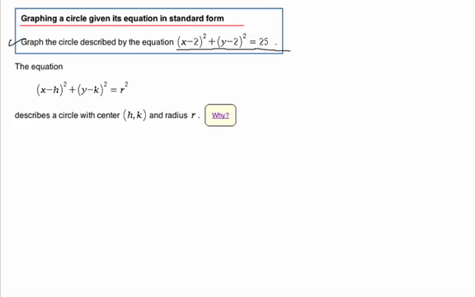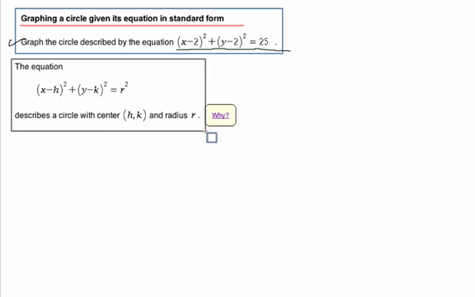First thing that we really should recognize is this. An equation of this form, x minus h quantity squared plus y minus k quantity squared equals r squared, describes a circle where the center is h, k and the radius is r. Okay, it's important to understand that.